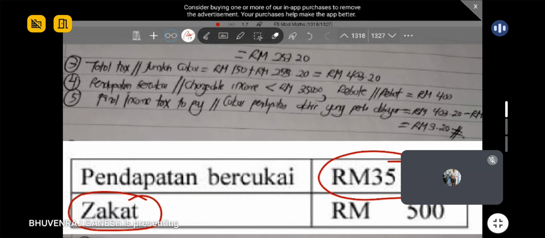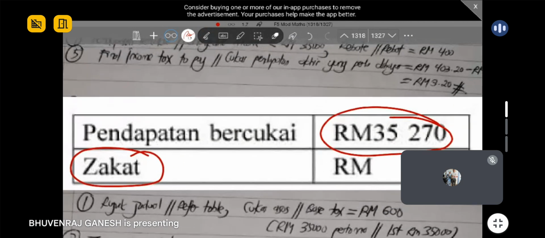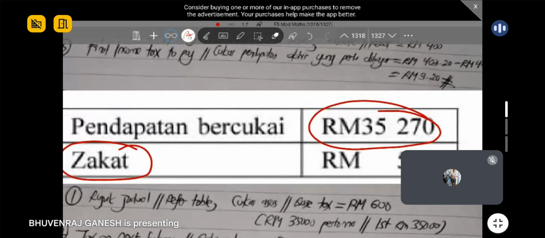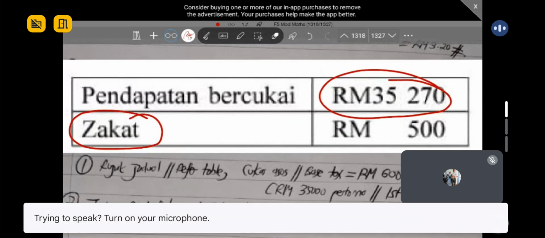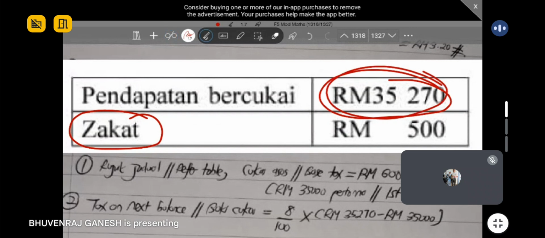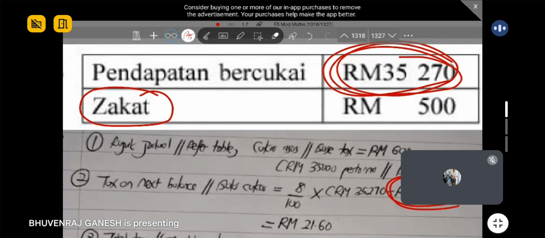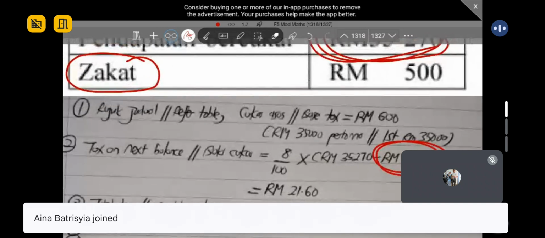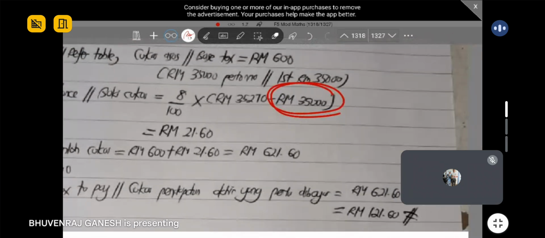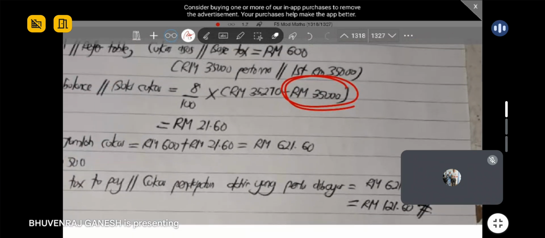So now you can count already. Just refer to the table. So first step, base tax is 600. Then you count tax on next balance, baki cukai, based on the table 8%. So you times with chargeable income, pendapatan bercukai, tolak nilai dalam jadual, 35,000. Then you will get this answer. Plus both values, you get total tax. Zakat RM 500, so kena tolak zakat kat akhir. So this is your final answer, jawapan akhir, 12160.